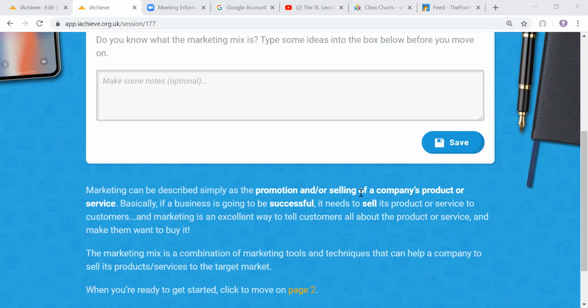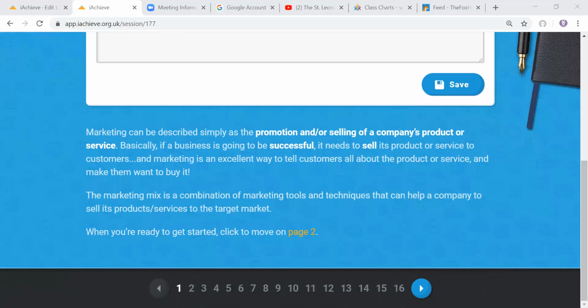Marketing can be described simply as the promotion and/or selling of a company's product or service. If a business is going to be successful, it obviously needs to sell its product or service to customers. And marketing is an excellent way to tell customers about your product or service. So everything we are doing today ties into the first P, product, of the marketing mix. The marketing mix is a combination of marketing tools and techniques that can help a company to sell its products and services to the right target market.